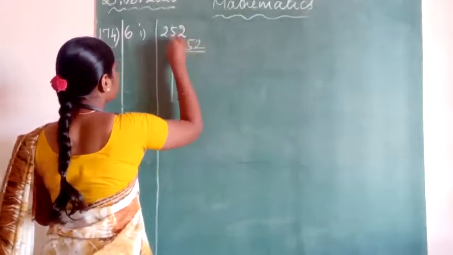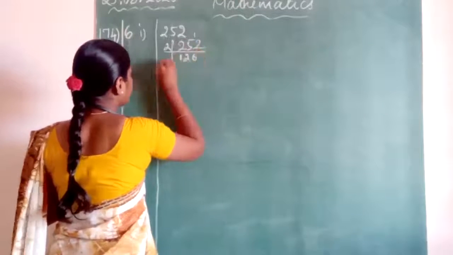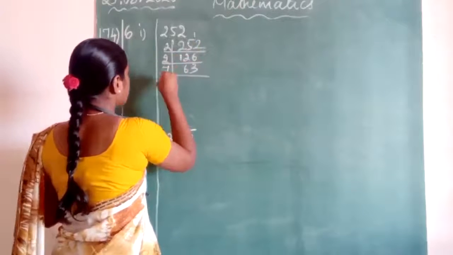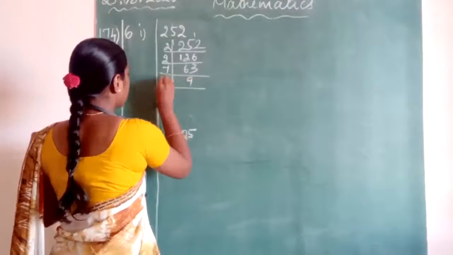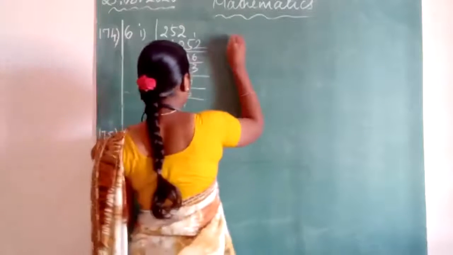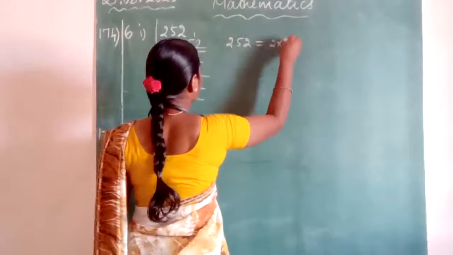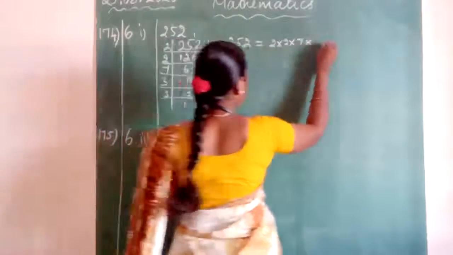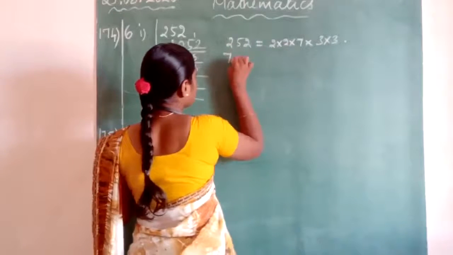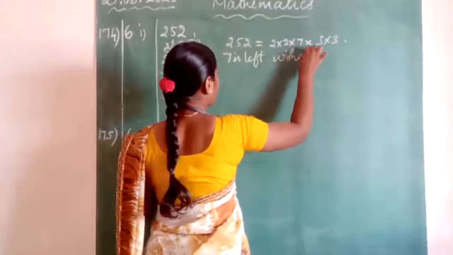252. Start with 2 table. 2 ones are 2, 2 twos are 4, 1 remaining, 2 6s are 12. Then 7 9s are 63, then 3 3s are 9, then 3 1s are 3. Now you have 252 is equal to 2 into 2 into 7 into 3 into 3. So here you will write 7 is left without a pair.